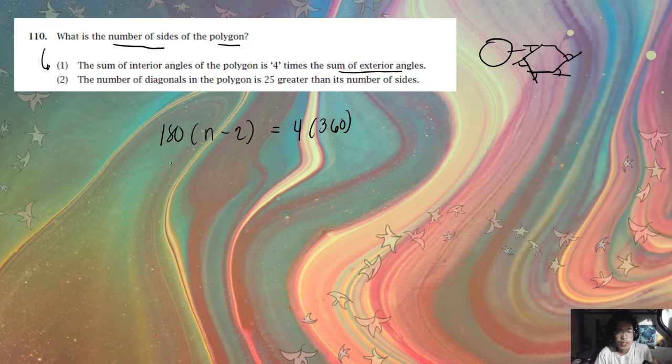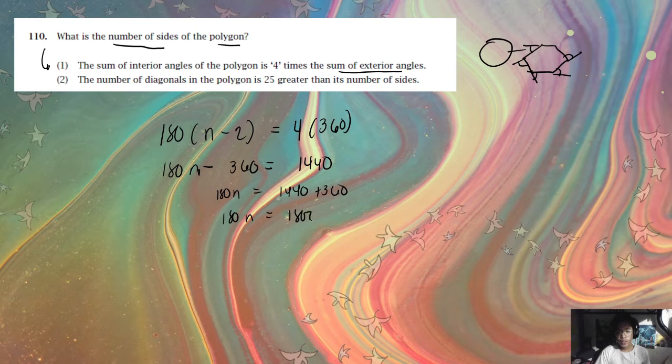So this is going to give us 180 times n minus 2, which is 180n minus 360, is equal to 4 times 360. And what's 360 times 4? We're going to multiply that. So that should give you 1,440. Now solving for the value of n, or the number of sides for this one, this is going to give us 180n is equal to 1,440 plus 360, so that should give us 1,800. So 180n is equal to 1,800.